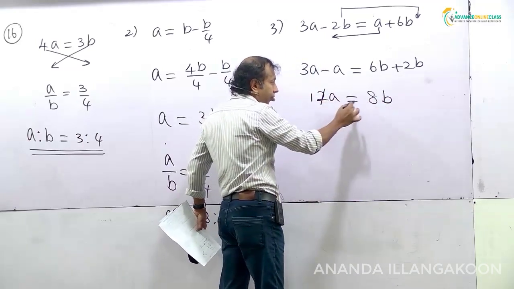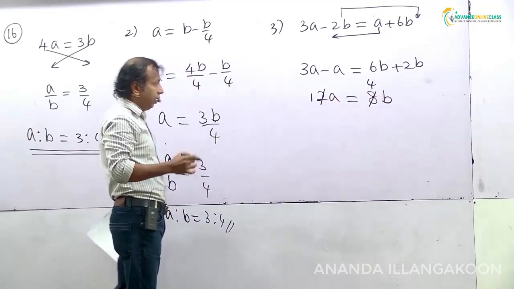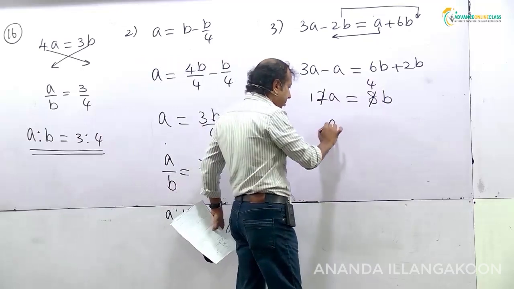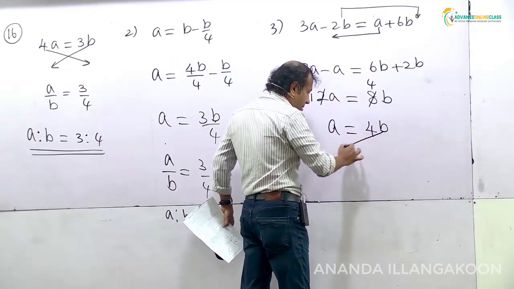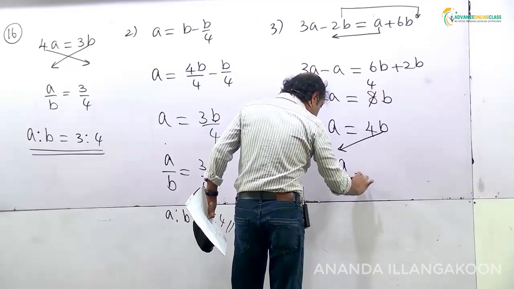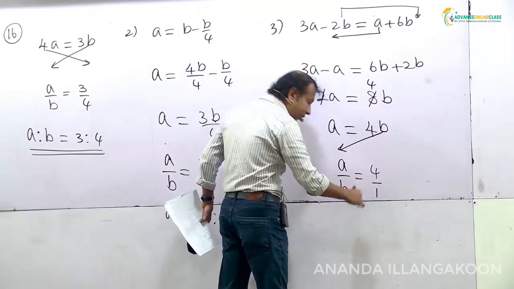Here 1, here 4. I divided both sides by 2. Left hand side we have A, right hand side we have 4B. Bring this B here.